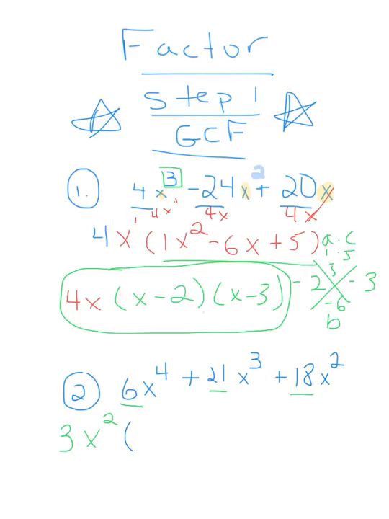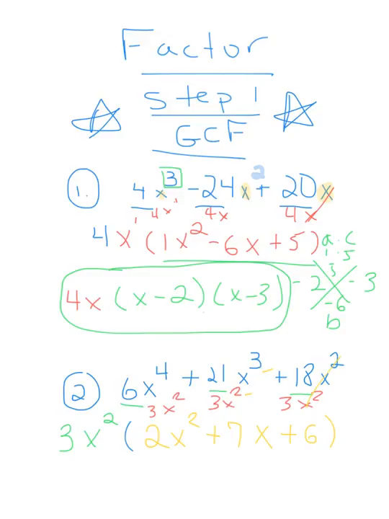Now to figure out what is left inside, I'm going to divide. And for those of you who like to write it underneath, go ahead and write it underneath. That's a perfectly good strategy. 6 divided by 3 is 2. 4 minus 2 is 2. 21 divided by 3 is 7. 3 minus 2 is 1. 18 divided by 3 is 6. And then those x's cancel out.